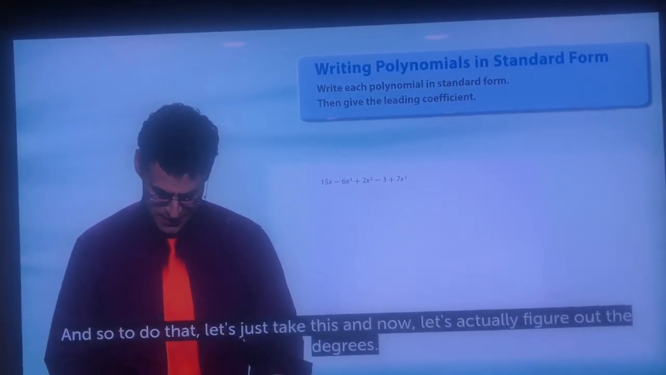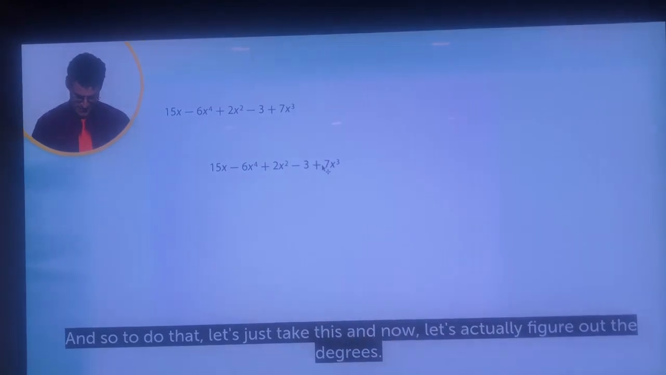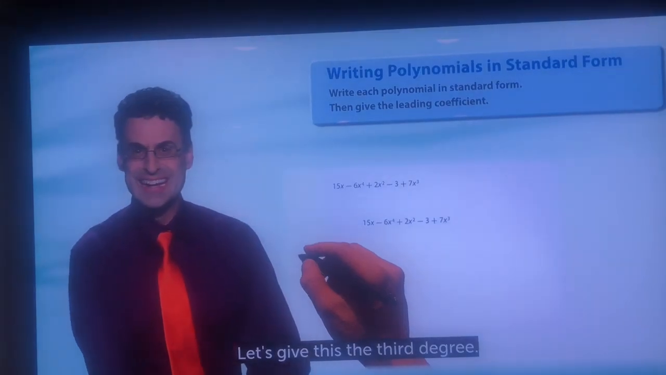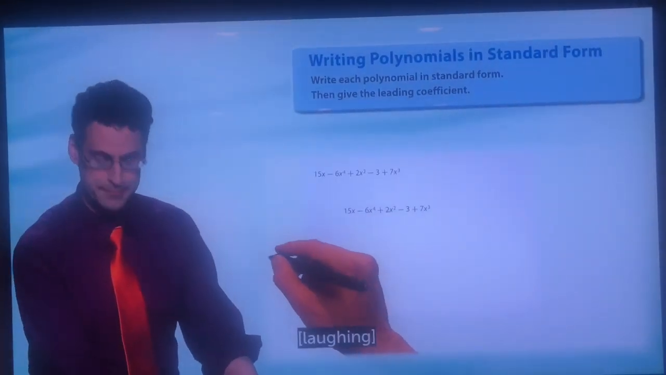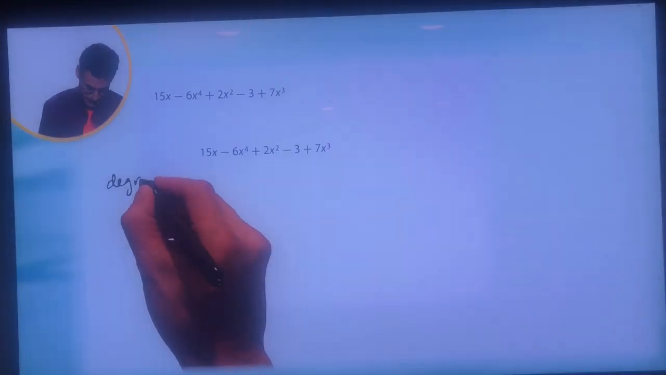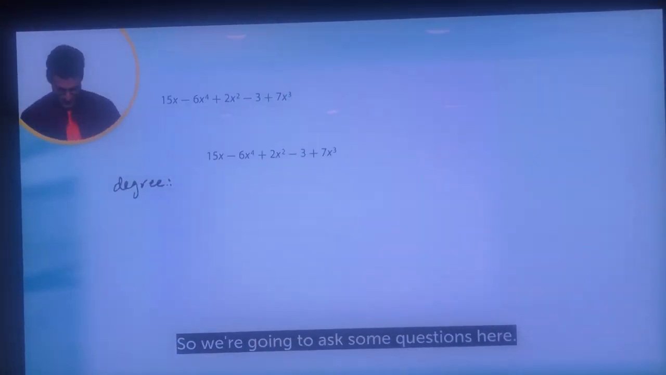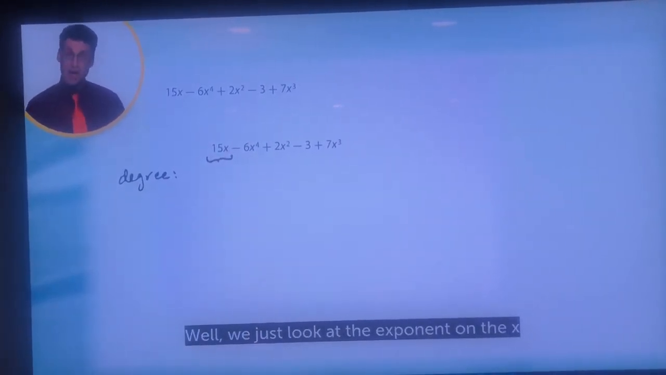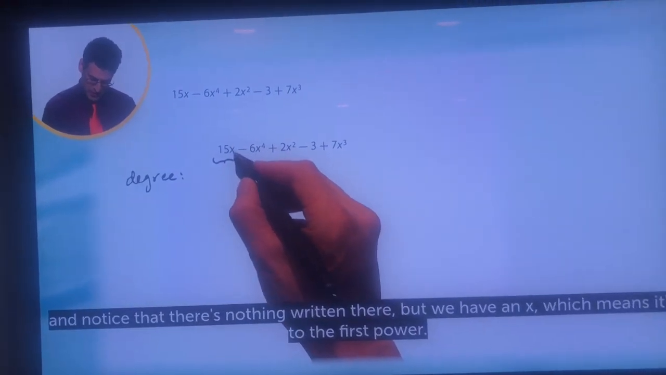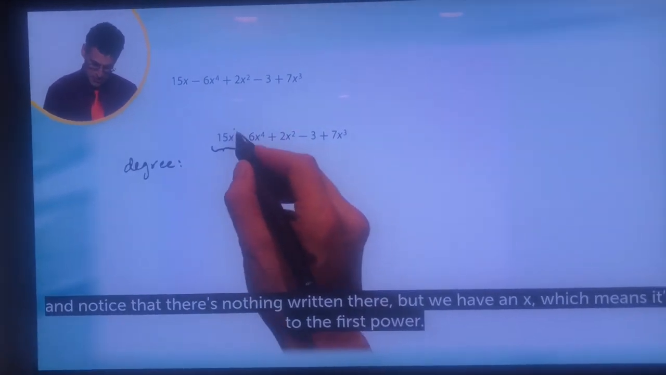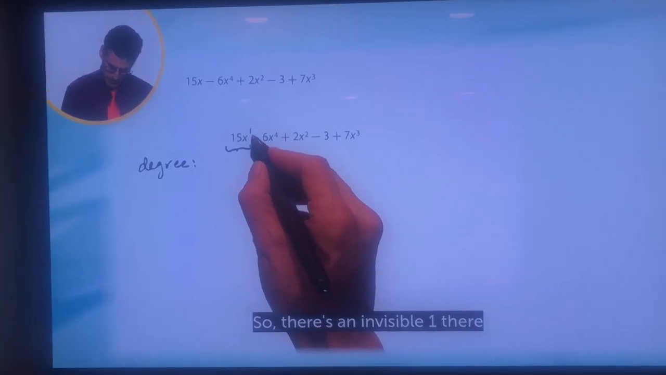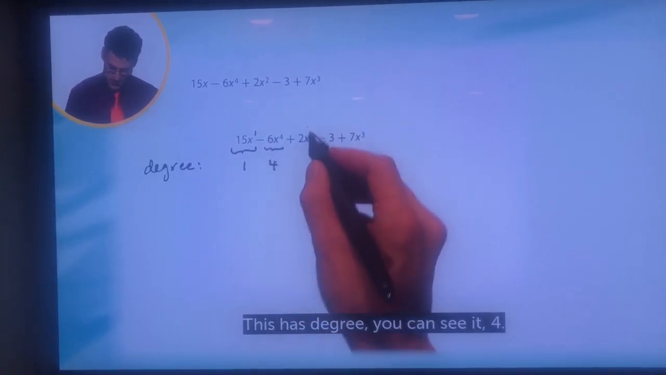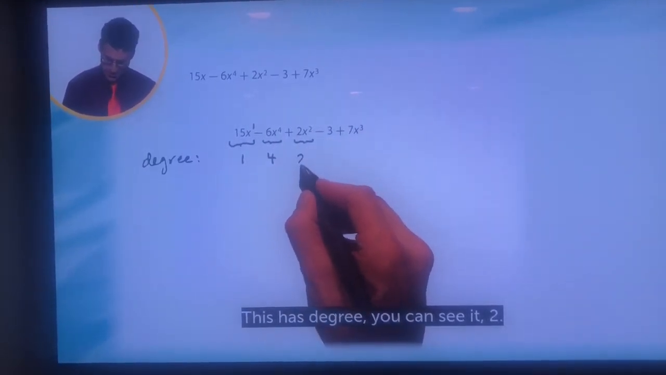And so to do that, let's just take this, and now let's actually figure out the degrees. Let's give this the third degree. So we're going to ask some questions here. And so what's the degree of this monomial? Well, we just look at the exponent on the x. And notice that there's nothing written there, but we have an x, which means it's to the first power. So there's an invisible 1 there. And so this is degree 1. This has degree, you can see it, 4. This has degree, you can see it, 2.